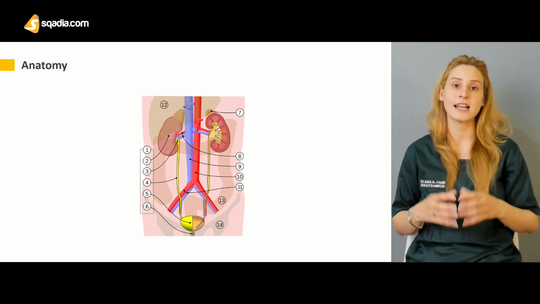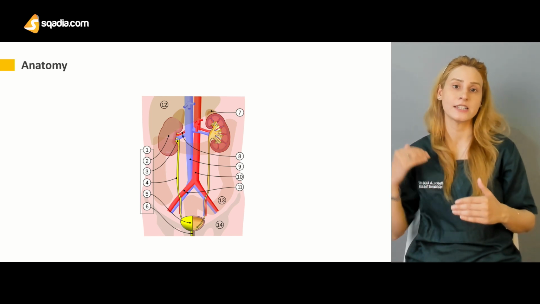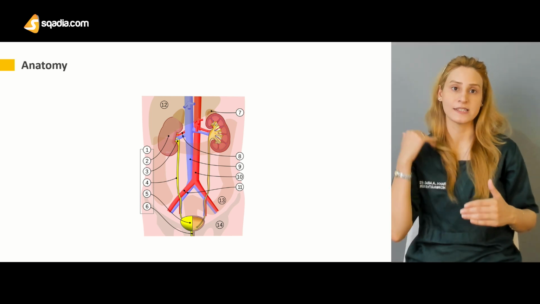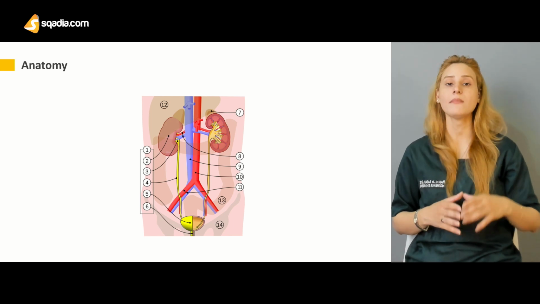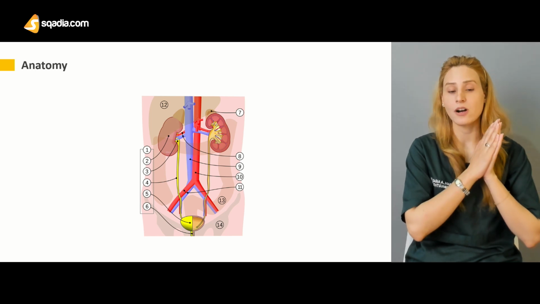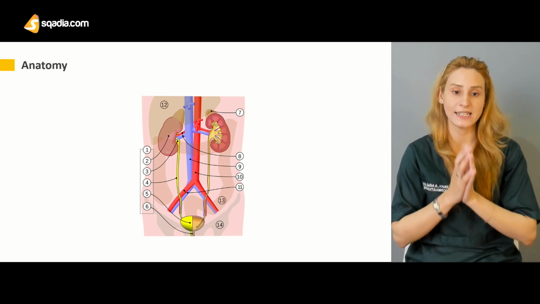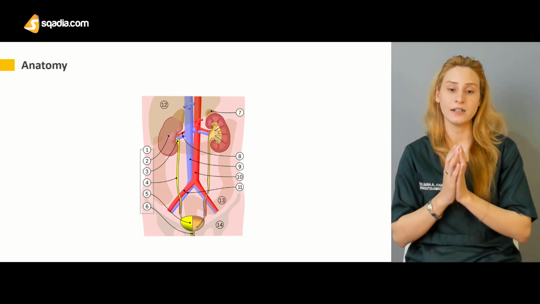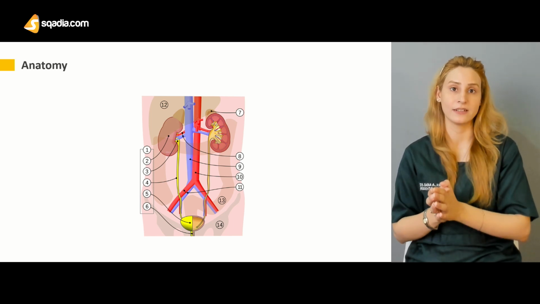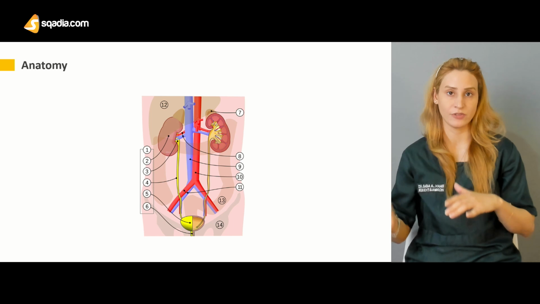The reason for this is that the left gonadal and left adrenal veins drain into the left renal vein, and then the left renal vein drains into the inferior vena cava. That's different on the right side. On the right side, the right adrenal and right gonadal vessels drain directly into the IVC instead of the right renal vein. So that's the main difference between the drainage of the right side and the left side.